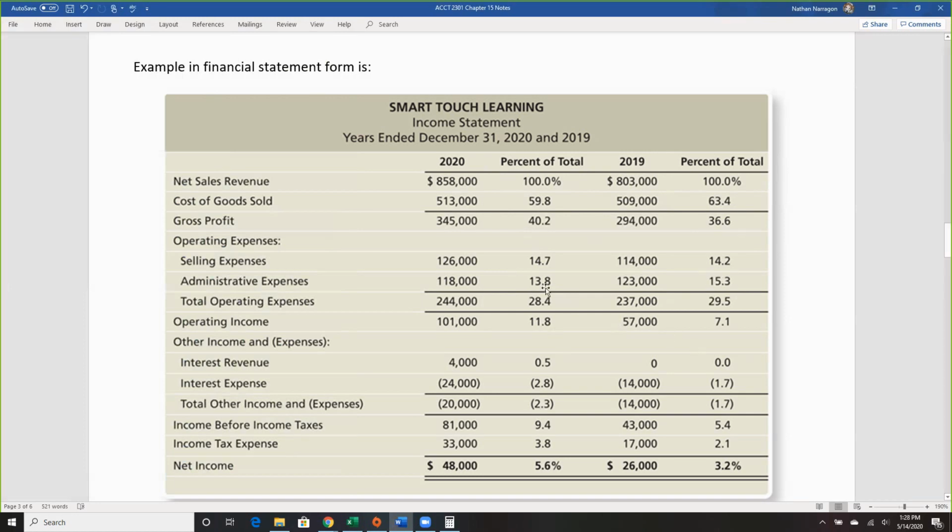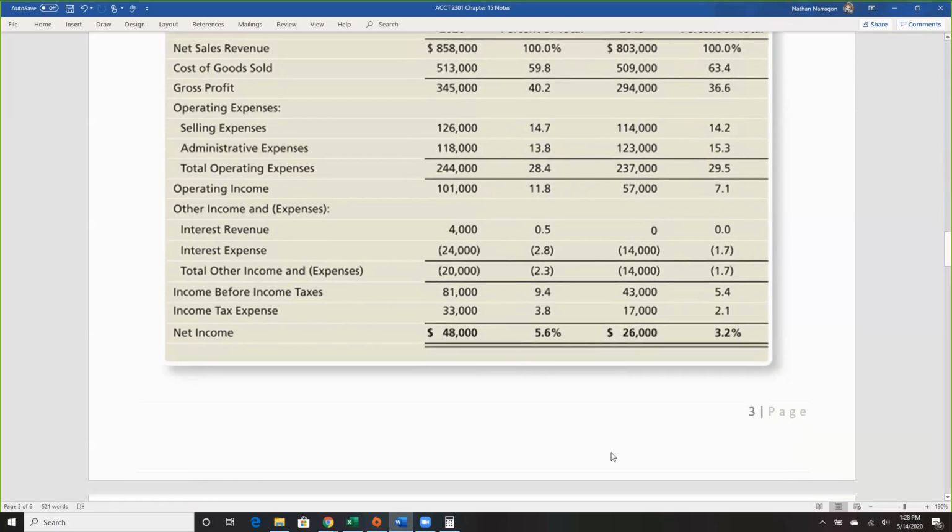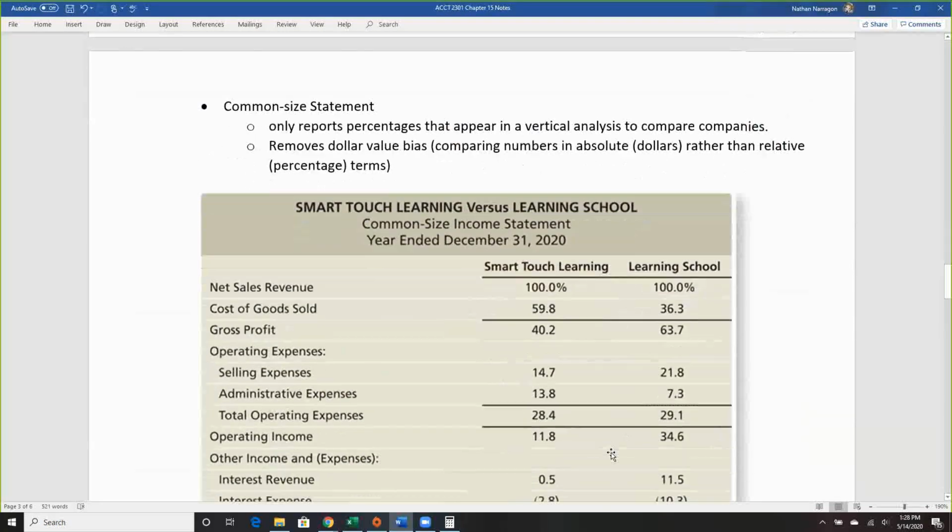Again, we're going to look probably at differences to see if anything has affected this, and basically that's our comparative. We also do this with other companies within our industry, and that is known as a common size statement or a common size analysis. Again, these will only report percentages. That's what a common size income statement will do.